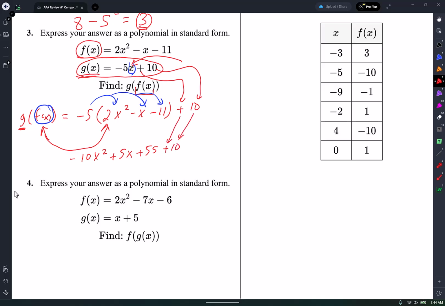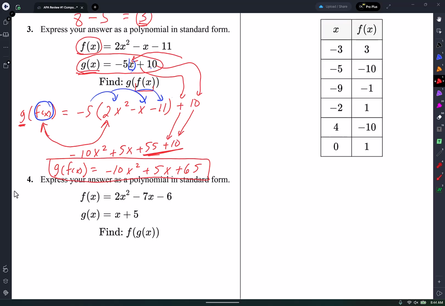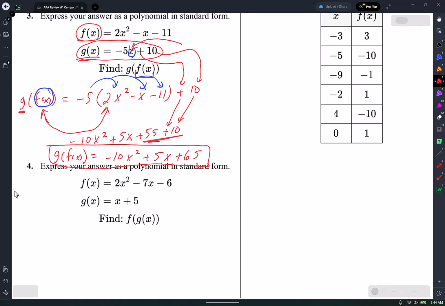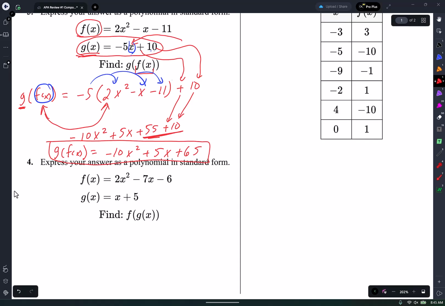That's still there. Now we're going to combine like terms. The only like terms here are the 55 and the 10. What's 55 plus 10? So here it is. I'm going to write it like this. G of f of x equals -10x squared plus 5x plus 65. They do get a little tougher arithmetic-wise, but it's never extreme. So are you guys ready for the next one?